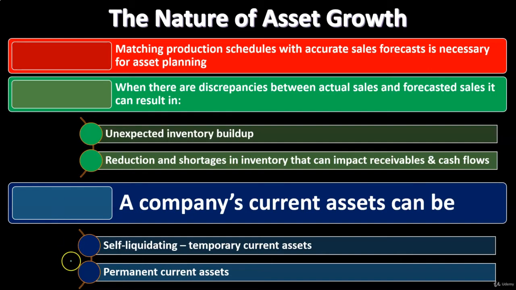So for example, the concept of permanent current assets might sound counterintuitive. It's not something that's on the balance sheet. You have assets on the balance sheet. You have current assets on the balance sheet. You don't typically have temporary current assets and permanent current assets. To have something permanent which is a current asset seems contradictory. So what does that mean?